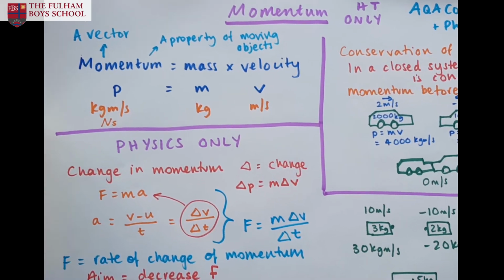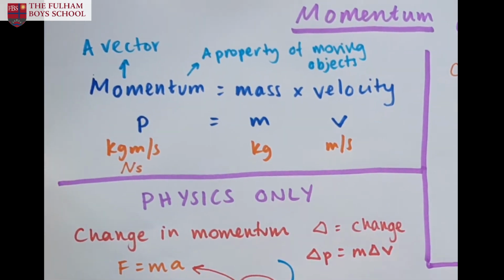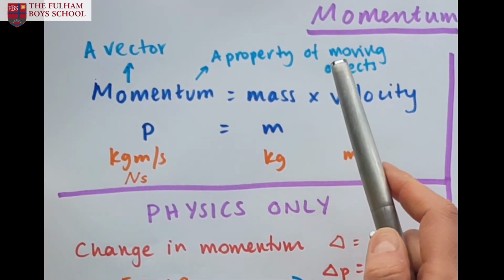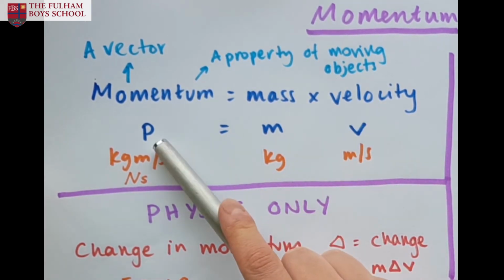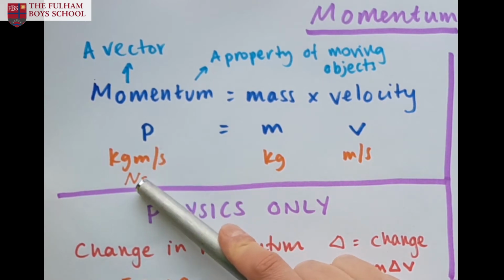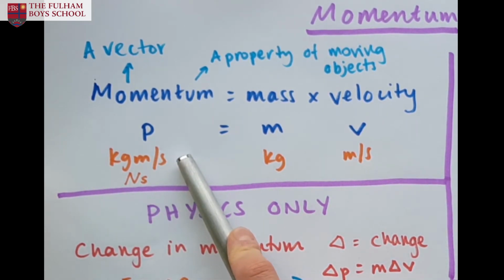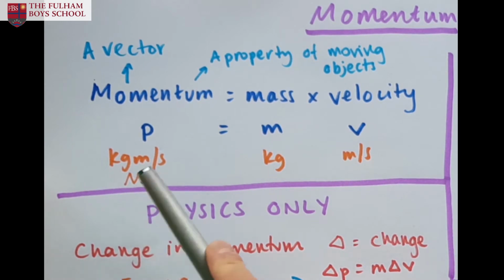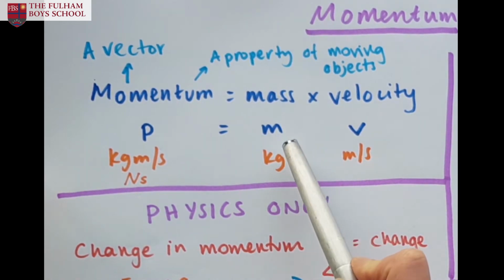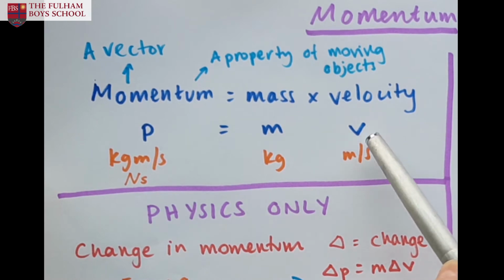So momentum is a vector and it is a property of moving objects. Momentum can be defined as the mass times the velocity of an object. Momentum is given the symbol P and the units are kilogram meters per second. Occasionally you see them quoted as Newton seconds, so just be aware of that. Mass, symbol M, kilograms, velocity, symbol V, meters per second.